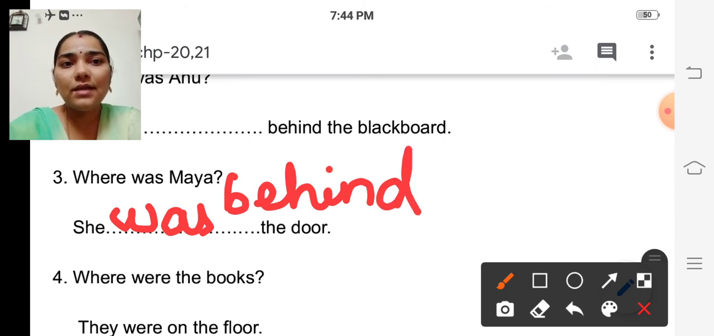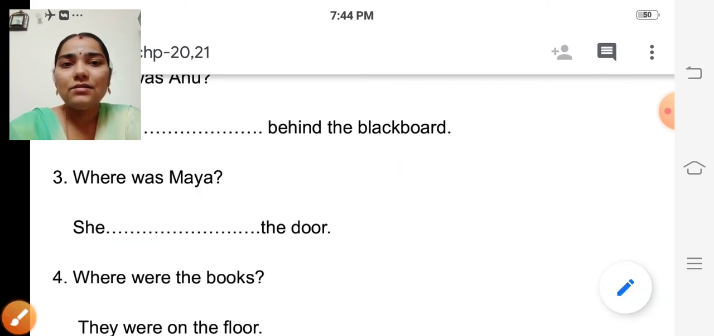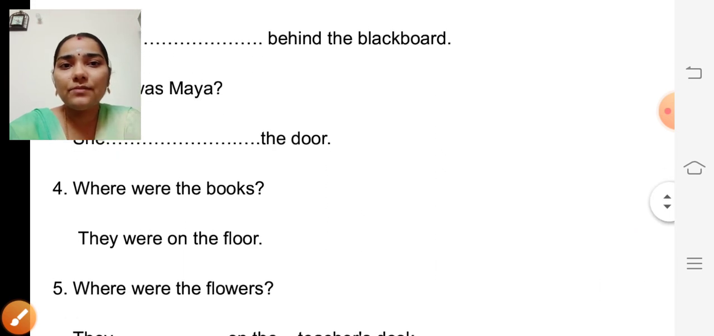She was behind the door. She was. Okay. Here we are using was because they are asking about one girl, Maya, isn't it? It is singular. So we are using was. Is it clear, children? Yes. Let's move on to the next question.